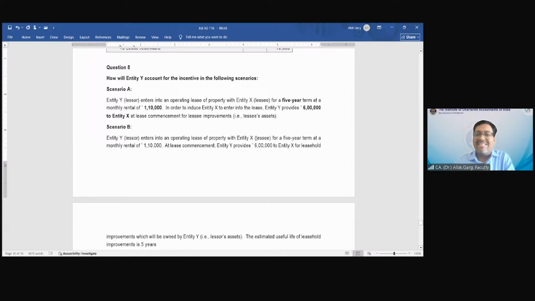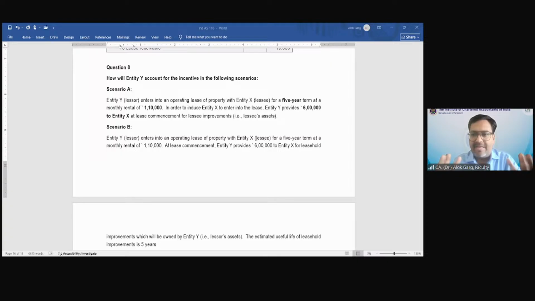Entity Y provides 6 lakhs to entity X at lease commencement for lessee improvements, right? So what will entity Y do? Entity Y will record PPE and credit cash. And this PPE will be depreciated over a period of 5 years, which is the lease term, right? And whenever the lessor receives the monthly rental, what will the lessor do? Bank account debit to lease income.